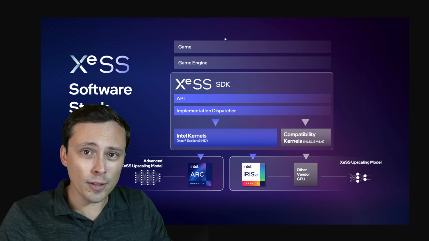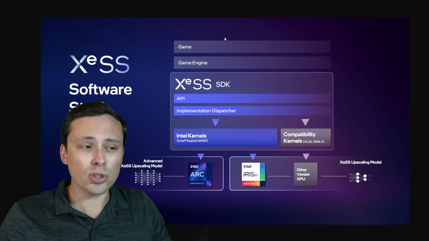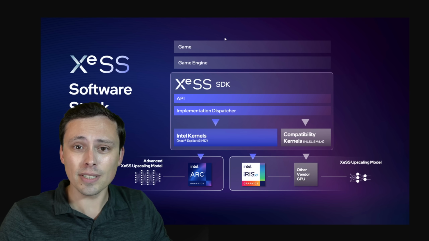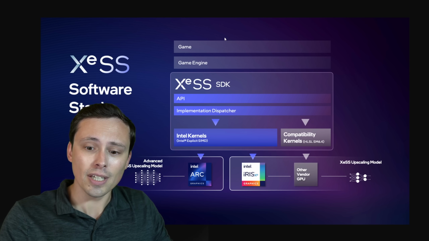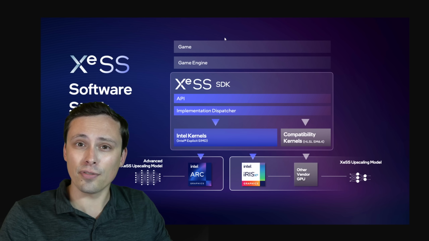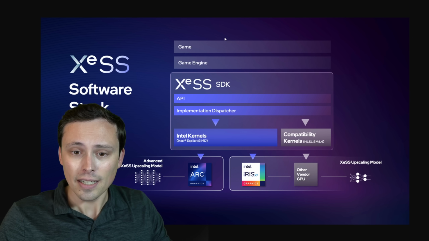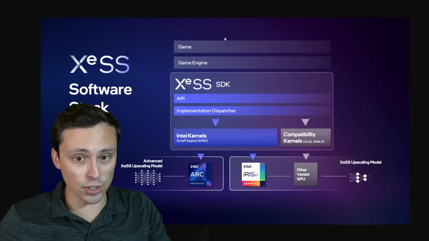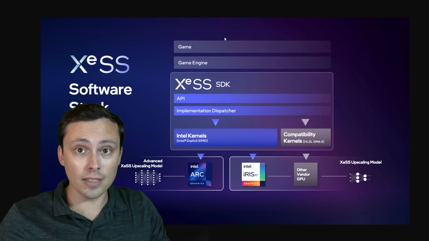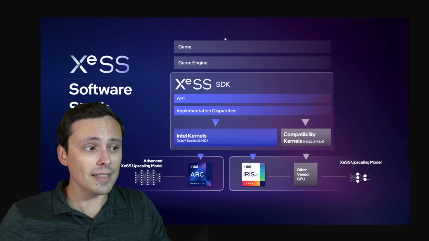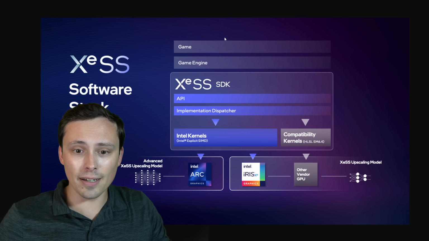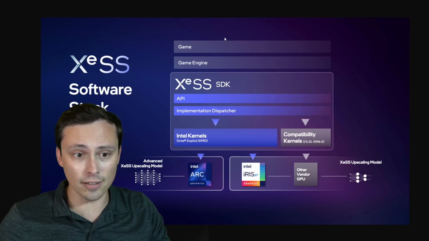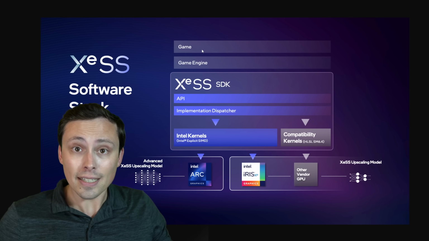But the FSR 1.0 version isn't truly an image quality competitor to DLSS because it was a spatial upscaler. It didn't use any previous frame data or anything like that in order to give you a really well reconstructed image. Whereas FSR 2.0 does use temporal data. It doesn't have any AI involved in the upscaling algorithm itself, whereas XeSS does.